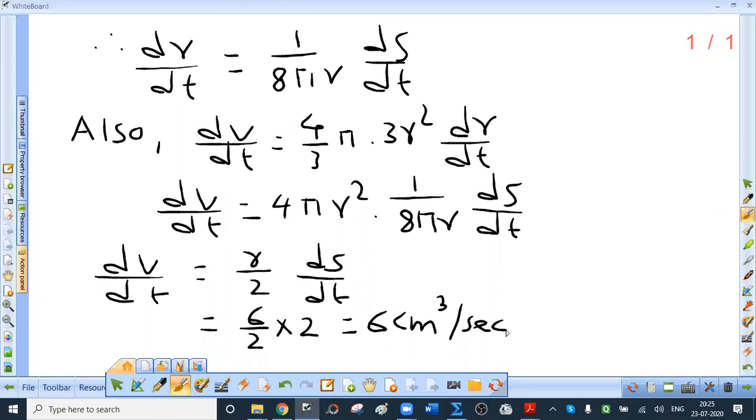Now don't wait. If you have finished, I think this is sum number 6. Go for sum number 7. We have to complete this exercise today.